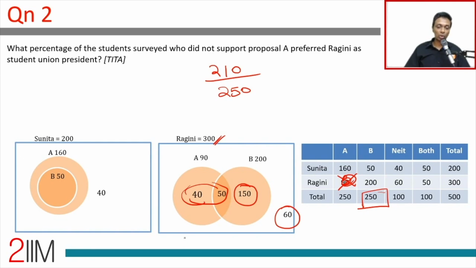So 210 out of 250 into 100 is what you're looking for. 21 by 25 into 100. This is 21 into 4, 84%. Wonderful question.